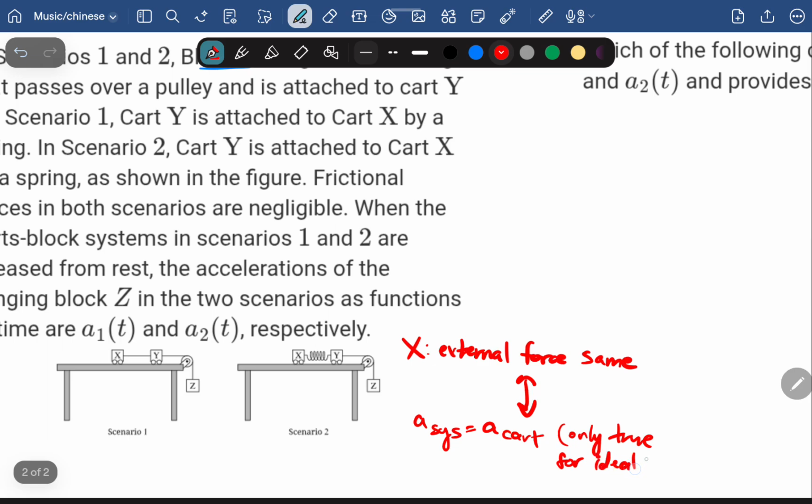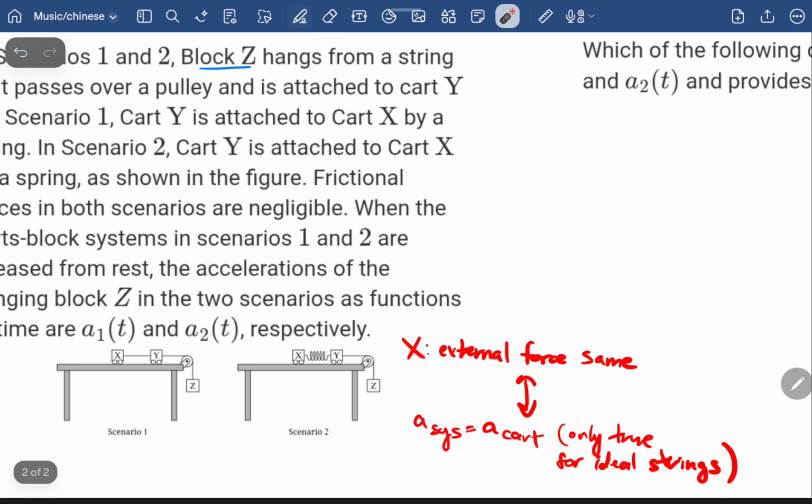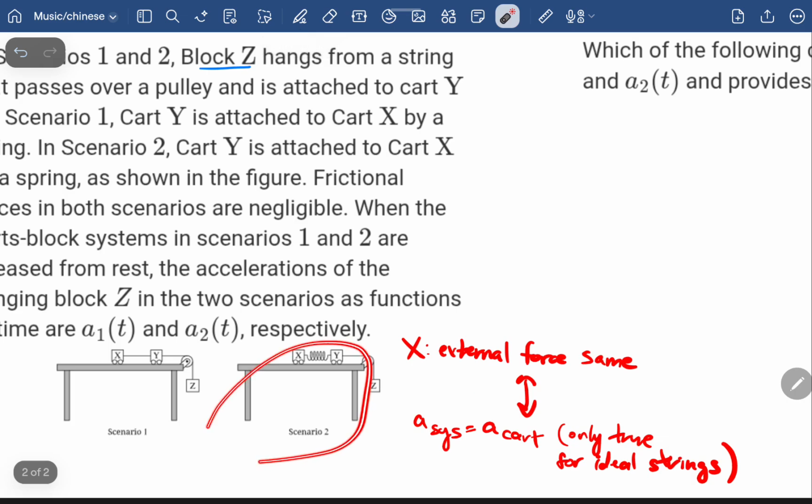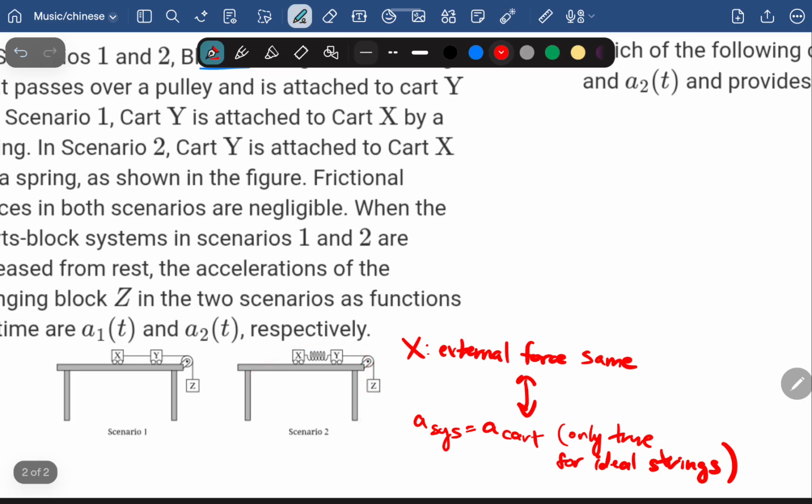So ideal strings. What we mean by ideal strings is they don't stretch, so they keep the distance between X and Y constant, and they can also pull on each other instantaneously. And the tension everywhere is the same, given the same portion of the string. But this isn't necessarily true for scenario 2, so we will have to think about scenario 2 more.